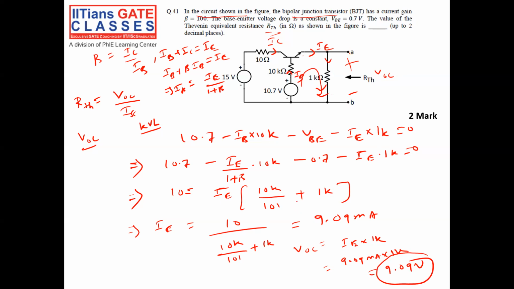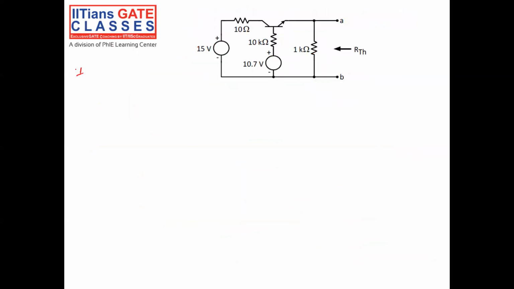Let us calculate the short circuit current. For that, I have to short the terminal. When I short, this 1k will go away. Now again put a loop equation in this loop, KVL in this loop.